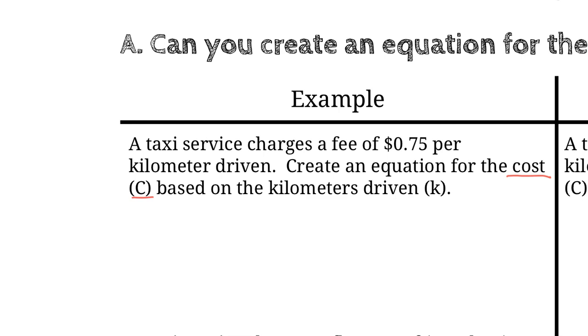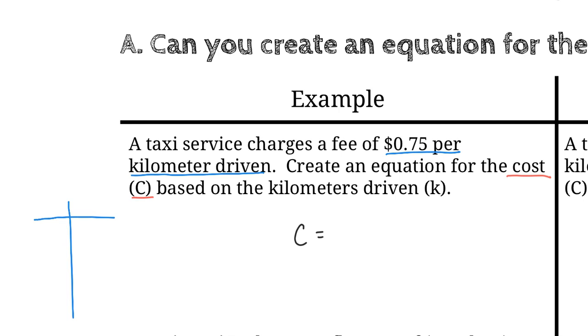So our equation is going to start off with C equals, because it's going to represent the total cost of a taxi ride, no matter how many kilometers are driven. And we know from the problem that the taxi service charges a fee of 75 cents per kilometer driven. So let's make a little T table to represent what this actually means.